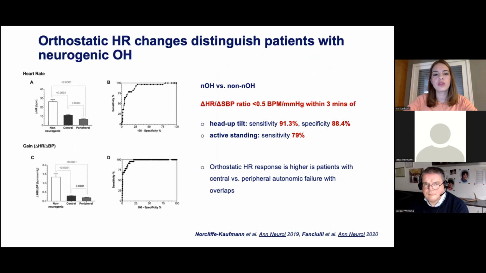When a patient has orthostatic hypotension, the first question is whether it is neurogenic or non-neurogenic, and this ratio of change of heart rate and systolic blood pressure upon standing within 3 minutes, validated with a head-up tilt test and also active standing, is accurate for diagnosing neurogenic orthostatic hypotension.